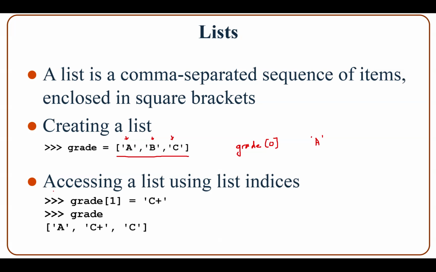And if you want to replace an item, one element, then you do, for example, store a string containing C plus into the second element. You write on the left grade 1. The index of 1 means the second element, and then you can show grade, what you have in grade. So you can see B is replaced by C plus.